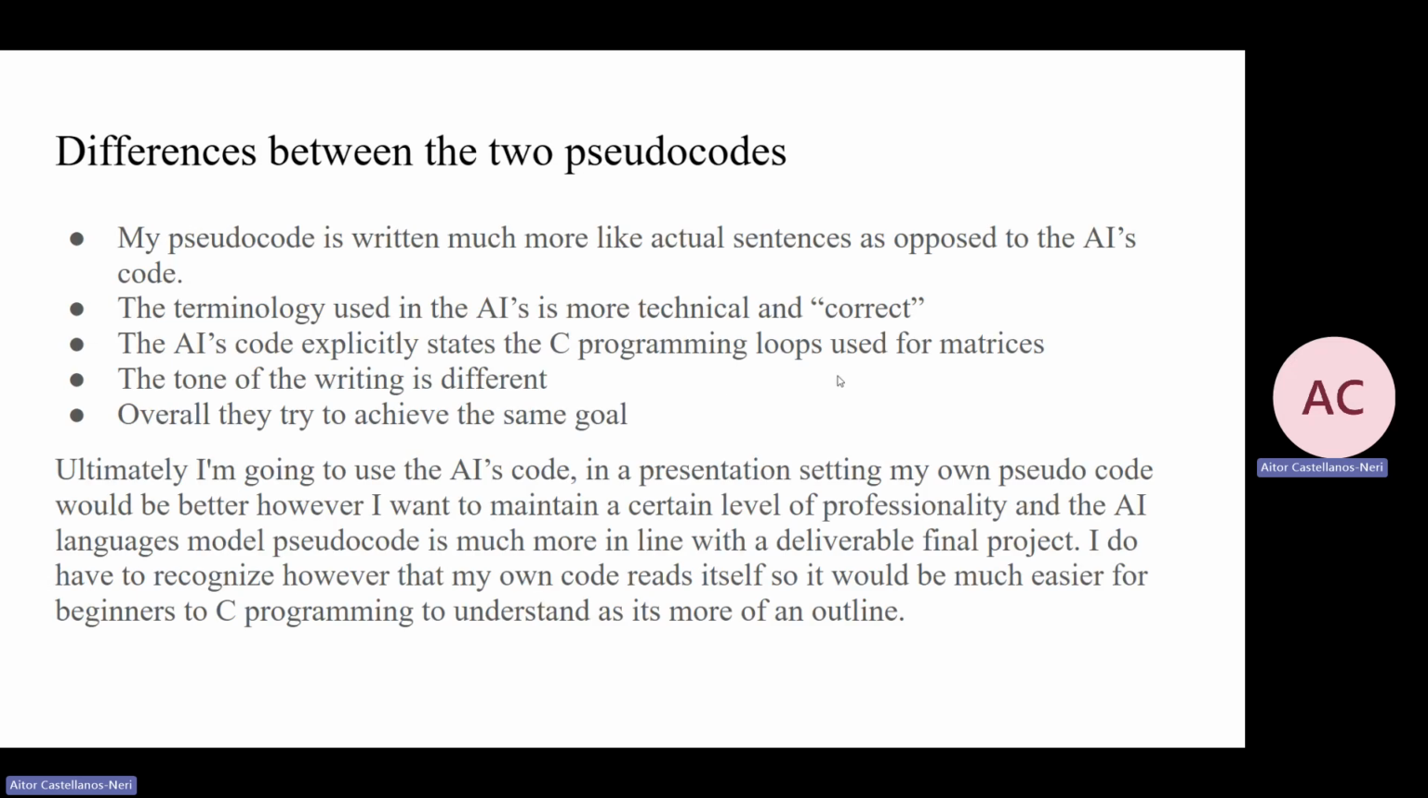And overall, while they try to achieve the same goal, it's clear that the AI's is much more professional, is what I would say. And that's why ultimately I'm going to use the AI's code in a presentation setting rather than my own code. My own pseudocode would be better, however, in a presentation setting, but I want to maintain a certain level of professionalism. And the AI language model pseudocode is much more in line with the deliverable final project. In addition, it's much more technical.